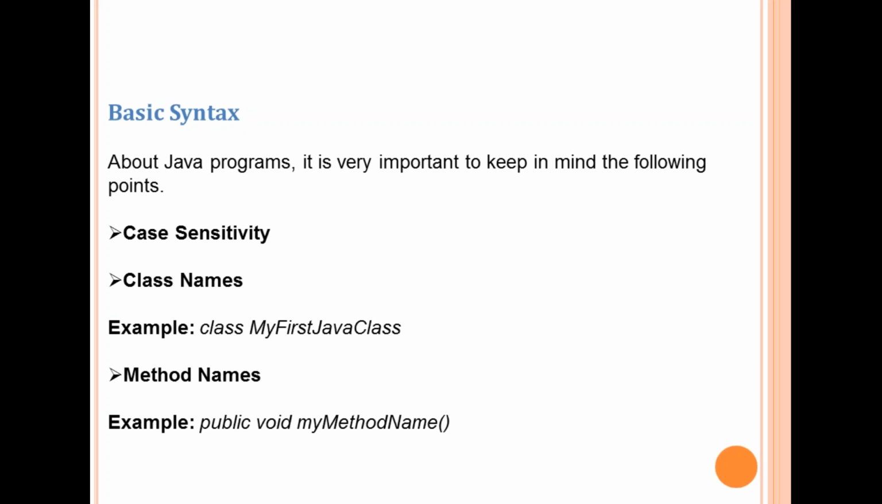Next, program file name. The name of the program file should exactly match the class name. When saving the file, you should save it using the class name. Remember, Java is case sensitive, and append .java to the end of the name. If the file name and the class name do not match, your program will not compile.